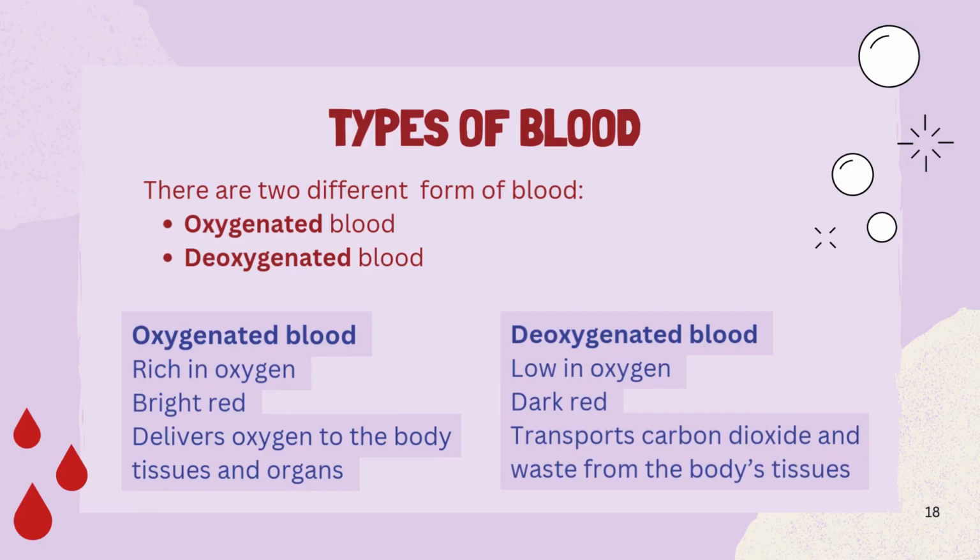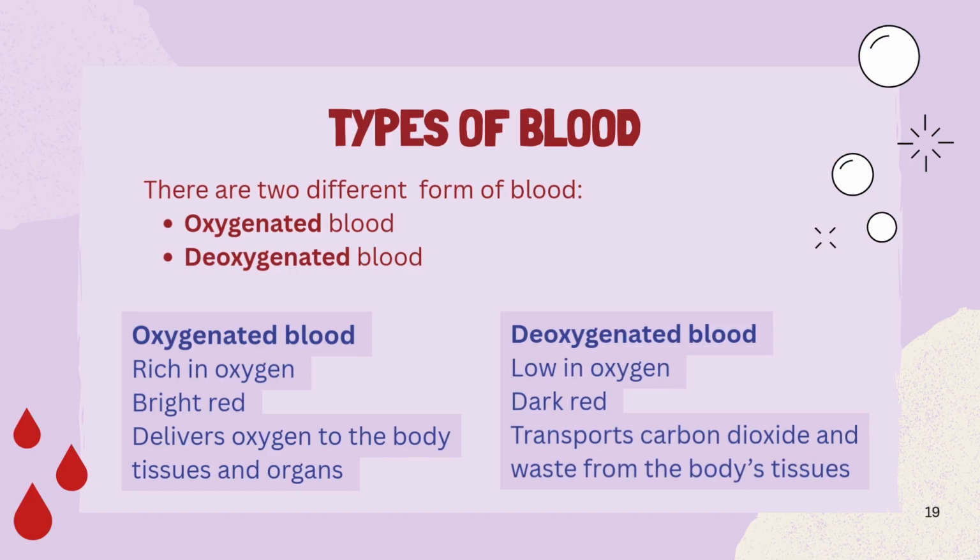Now let's take a look at the types of blood in the circulatory system. When I say types of blood, I'm not referring to blood groups like type A or type B, but I'm referring to the different forms of blood. There are two different forms of blood. You have oxygenated blood and deoxygenated blood. Can you guess what the difference is? Well, if you said it had something to do with oxygen, you're very much correct.